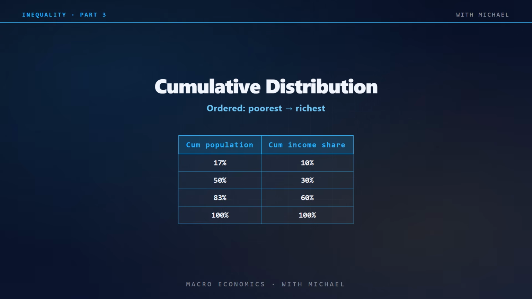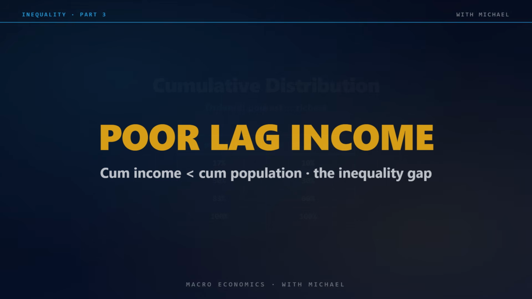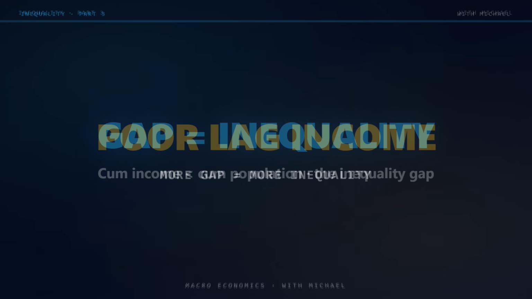The bottom 3/6, 50% of the population, receives 30% of income. The bottom 5/6, 83% of the population, receives 60% of income. The full population, 100%, receives 100% of income by construction. These cumulative shares are the data points we use to draw the Lorenz curve. The further the cumulative share lags behind the cumulative population share, the more unequal the distribution.